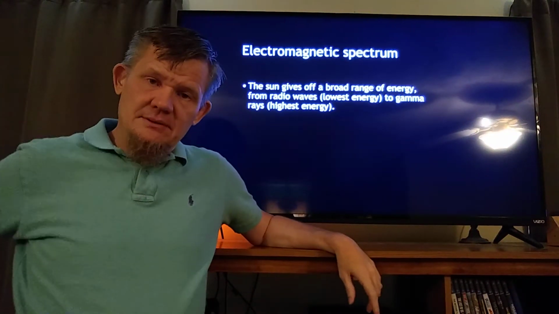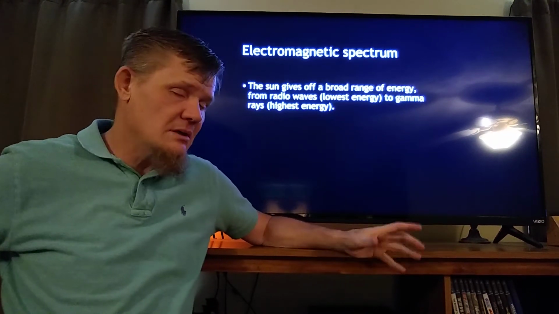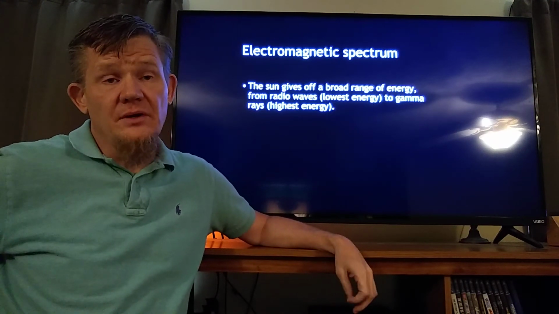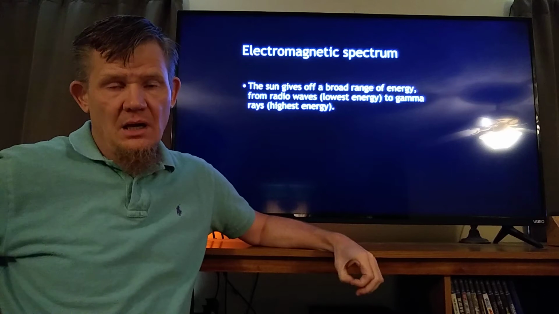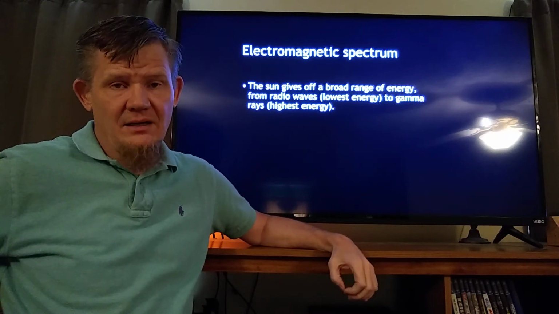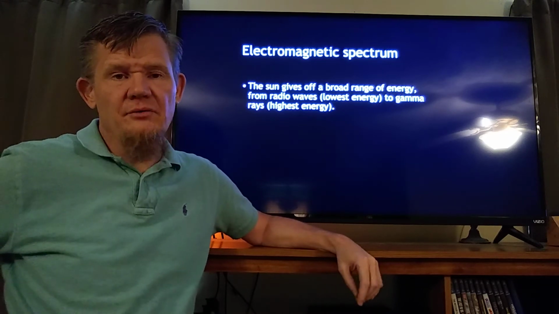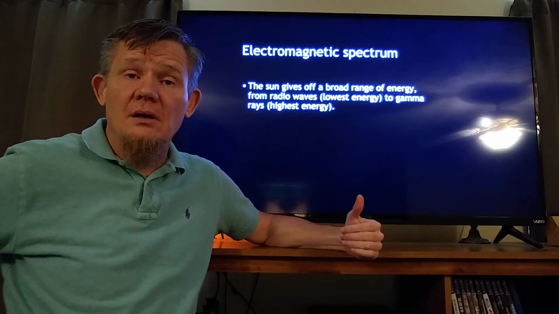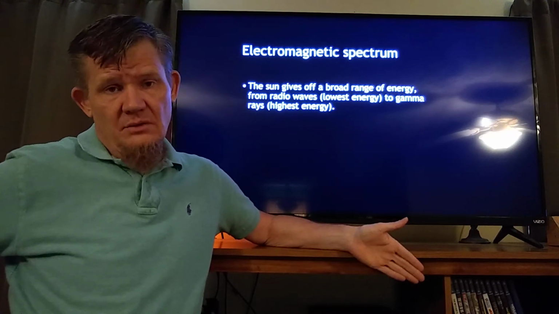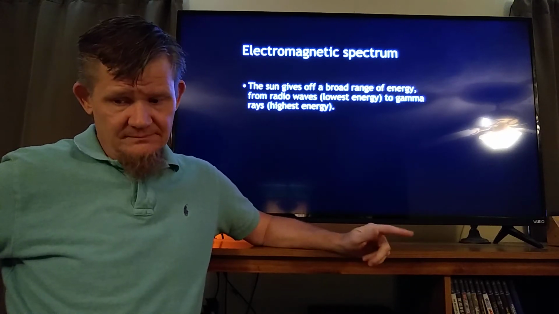The first step in this process called photosynthesis is harvesting energy from light. So we need to talk about light. The sun gives off a really broad range of energy. We call this broad range of energy the electromagnetic spectrum, the EM spectrum. This broad range ranges from as low as radio waves, which are the lowest energy, to as high as gamma rays, which is the highest energy.